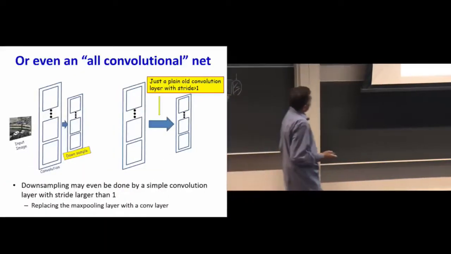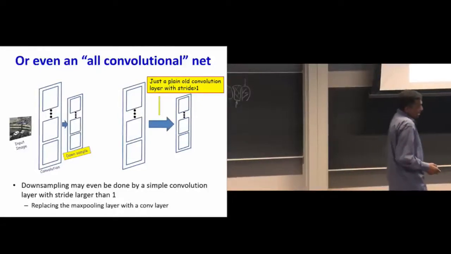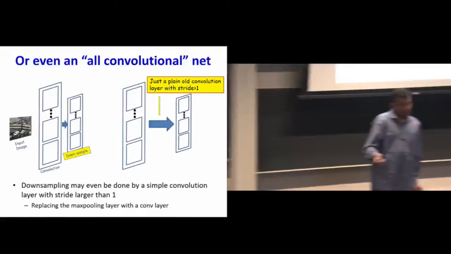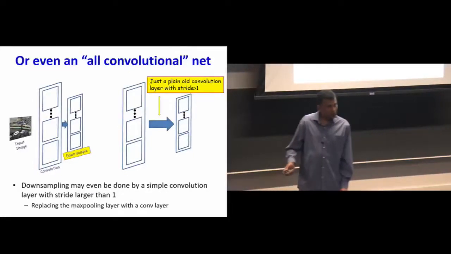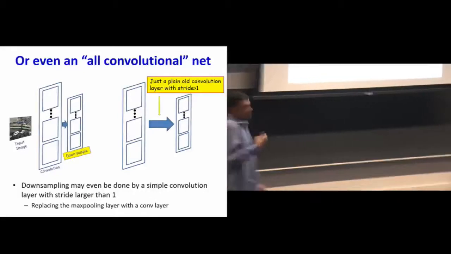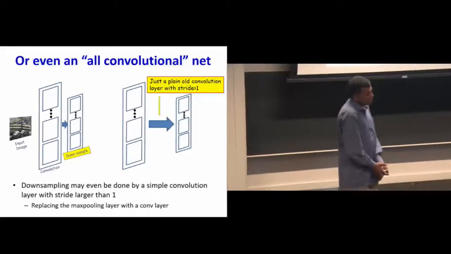So, which means that I can get rid of the max altogether and just have only convolutions, where downsampling happens in some layers which have strides greater than 1. And this is the so-called famous all-convolutional network, which is what people mostly use these days.